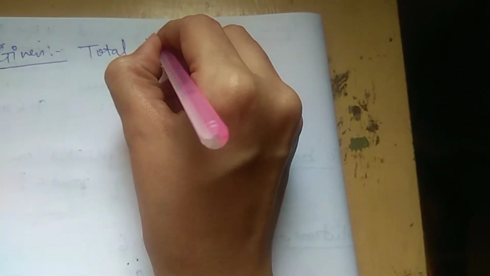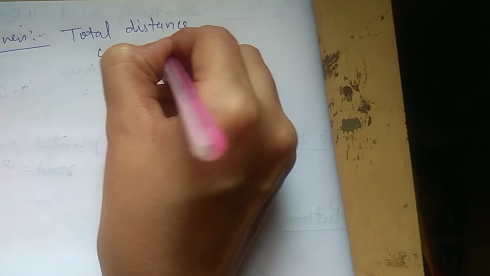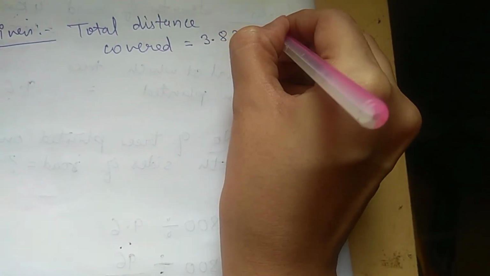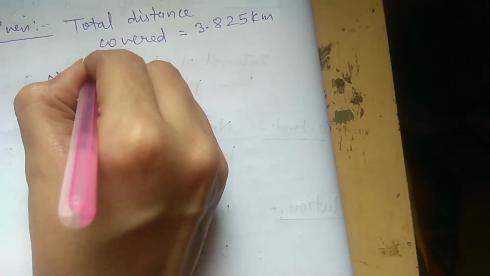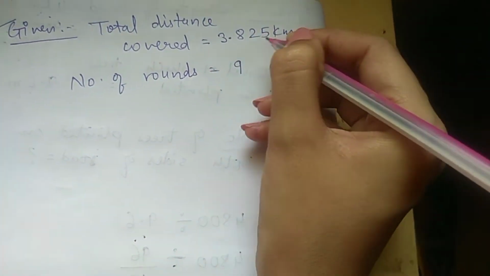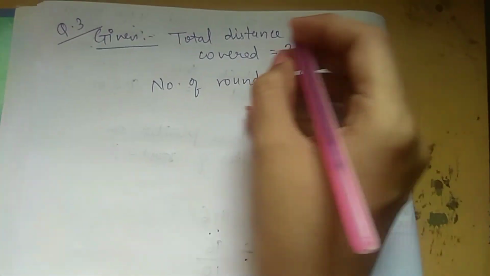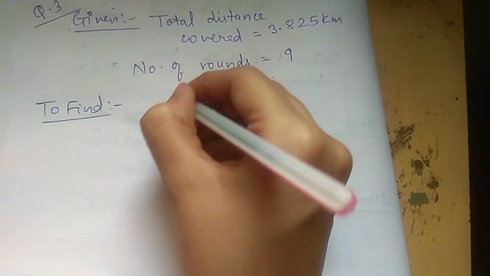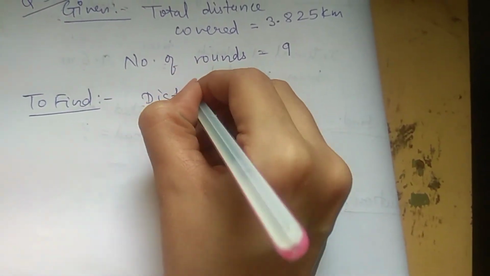Starting with given: total distance covered. What's the total distance covered? 3.825 kilometer, and number of rounds, 9 rounds. What we have to find? Distance covered in one round.